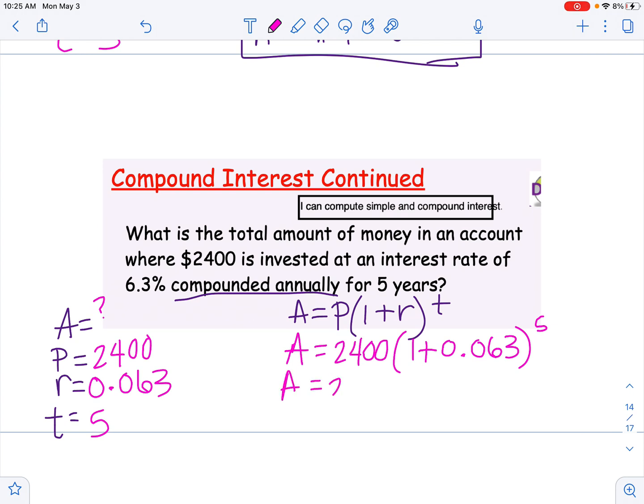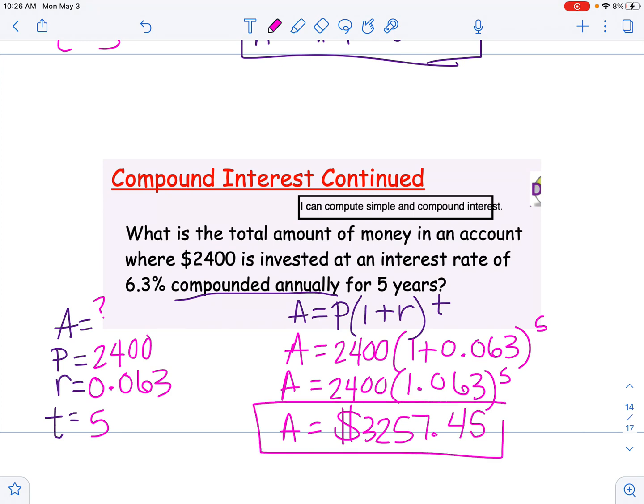PEMDAS, parentheses comes first, so I'm going to do that adding first in our parentheses. So I get A equals 2,400 times 1.063 to the fifth power. Now I do exponents, so I take 1.063 to the fifth power, and I get 1.357, on and on and on. And then I'm not going to round or clear, I'm just going to hit times 2,400, and I get an answer of $3,257.45, rounded to the nearest cent.